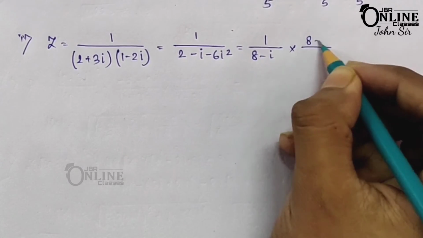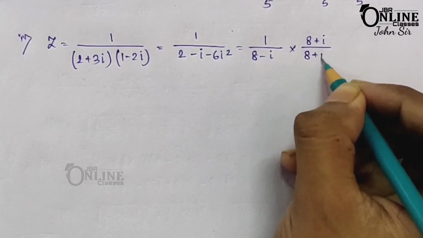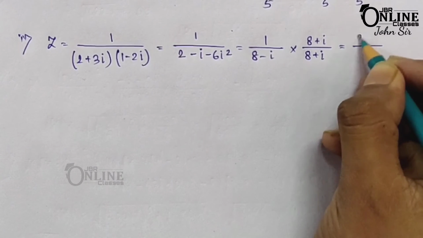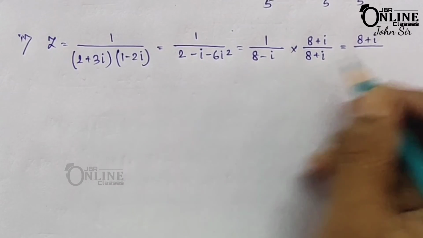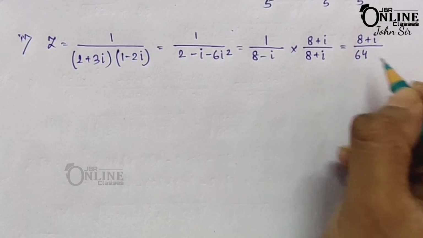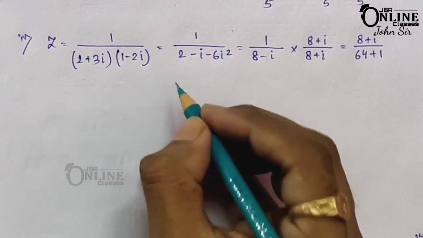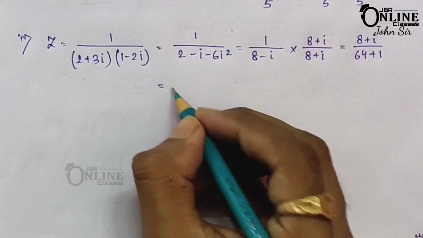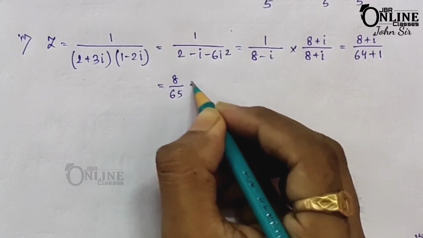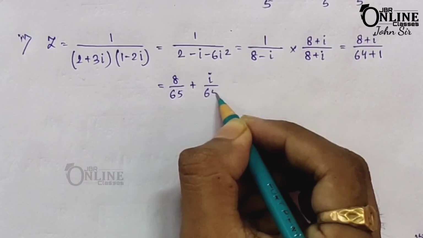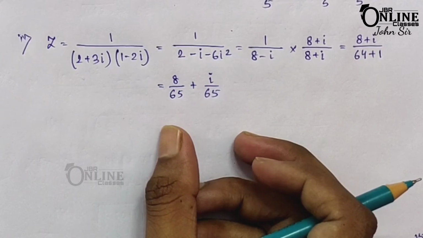Now you have to multiply with the conjugate, and that is 8 plus i, up and down. So the upper one will be 8 plus i and the lower one will be 64, here minus i square. Minus i square means plus 1. So now it will be 65. So that means 8 by 65 plus i by 65 is your answer.